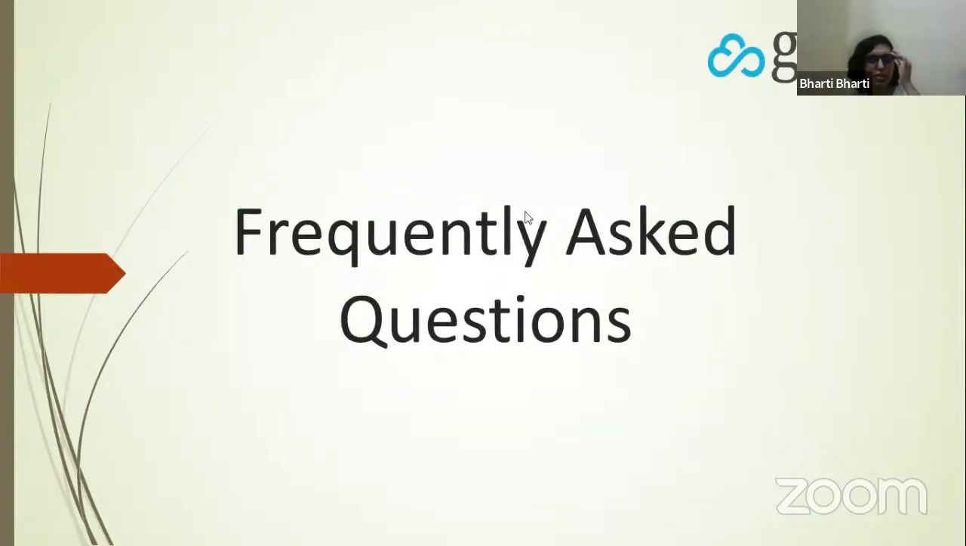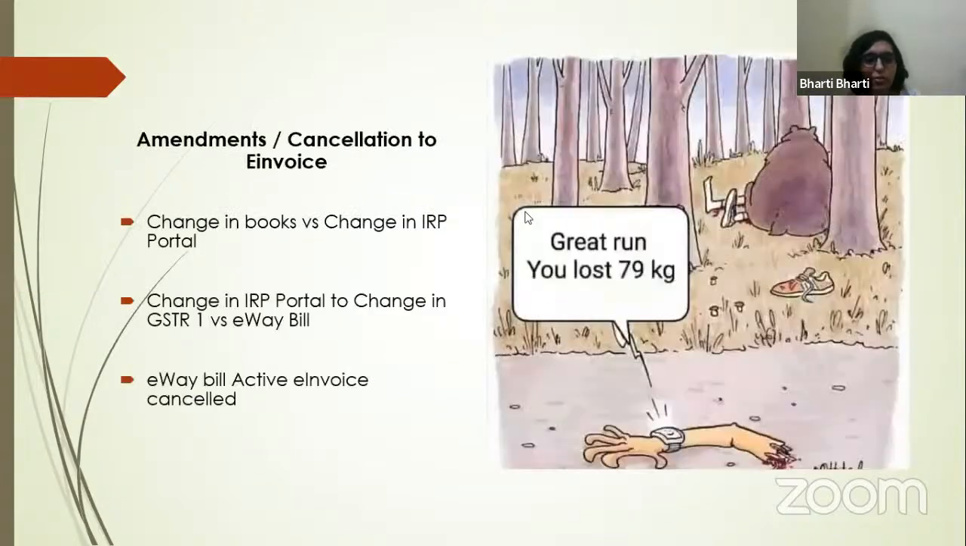Now let's look at the frequently asked questions by users. In this area, we'll be looking at change in books versus change in IRP portal, change in IRP portal to change in GSTR1 and E-Waybill, and E-Waybill active, E-invoice cancelled.